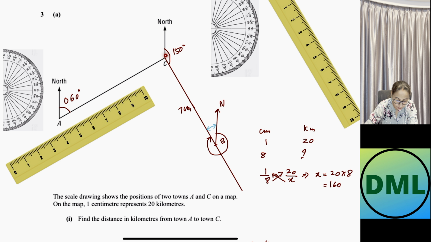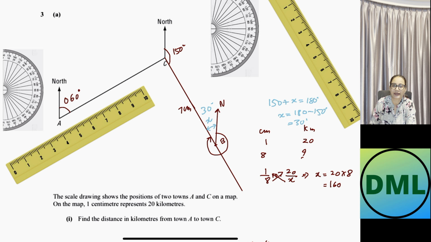What is this part? The north and the north here are parallel to each other. They are both interior angles because these two lines are parallel and this will be considered as a transversal. We know that interior angles add up to 180 degrees. If 150 degrees plus x is equal to 180 degrees, x will be 180 minus 150, which is equal to 30 degrees. This angle x is 30 degrees.